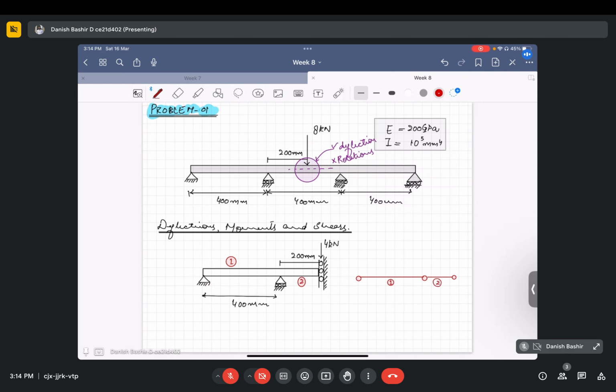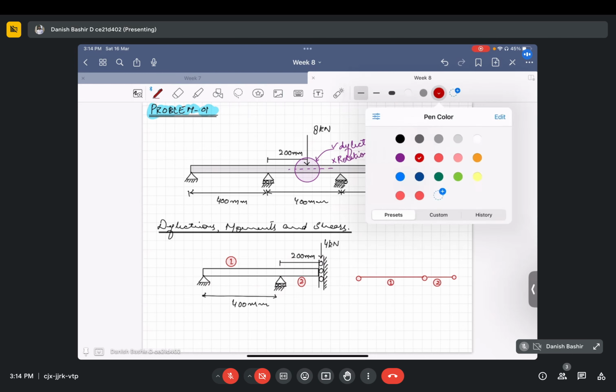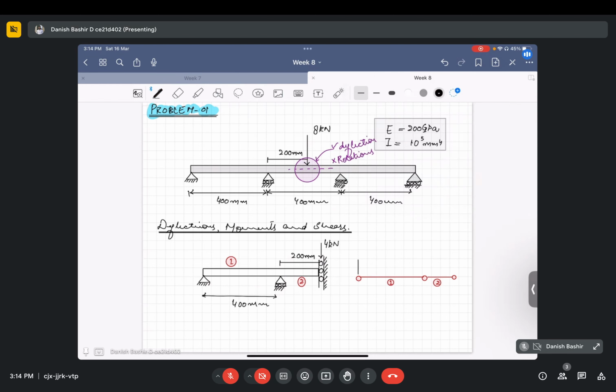this is element 2, and the nodes will be, so what will be the degrees of freedom? There will be vertical displacement v1 here, v2 here, and v3 here, because at each node there are 2 degrees of freedom. The other degrees of freedom at each node will be the rotations: here theta 1, theta 2, and theta 3.